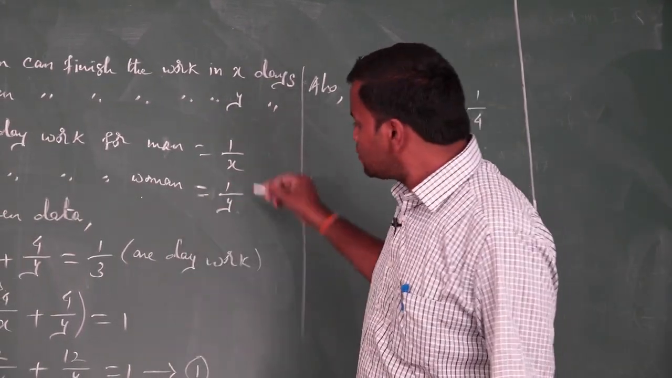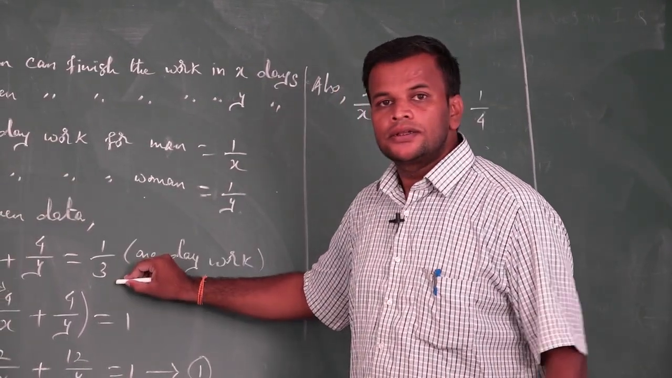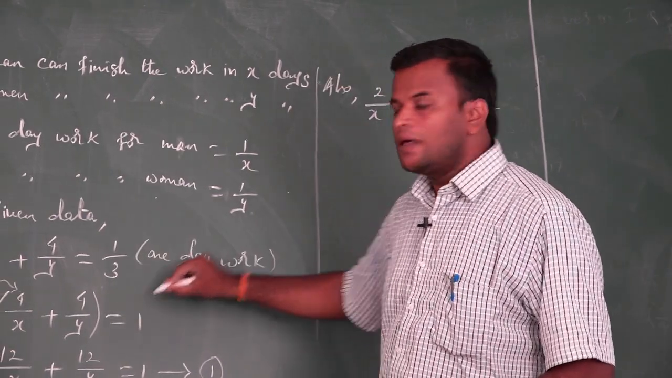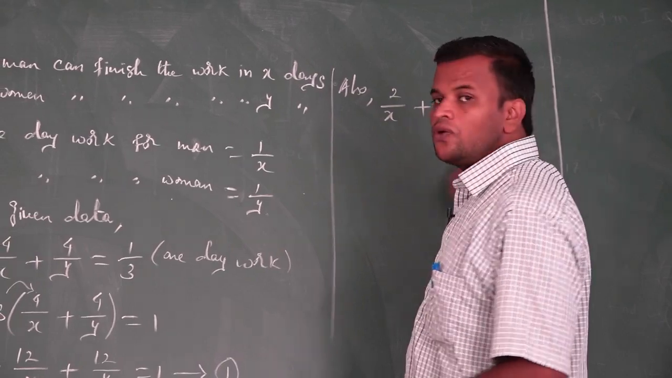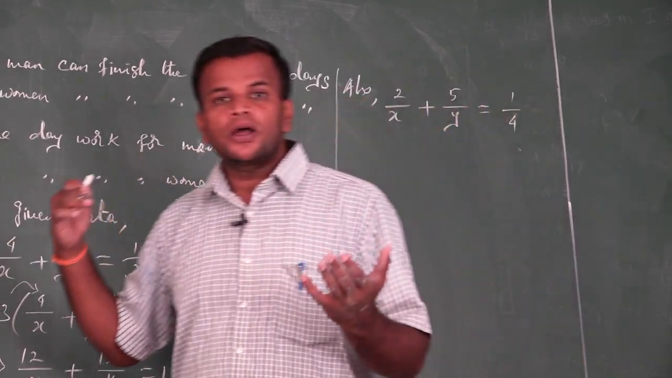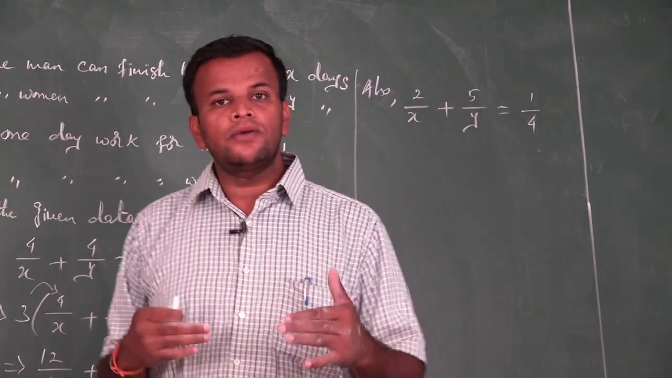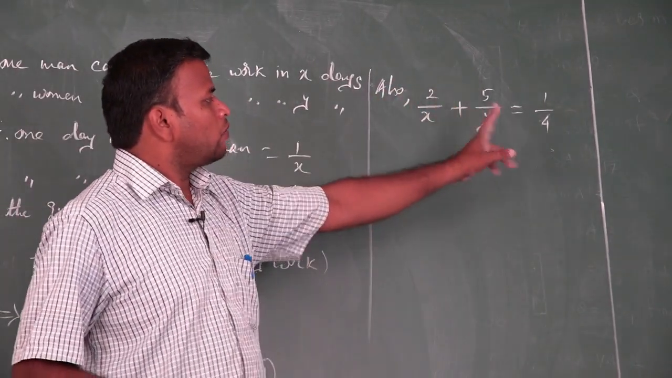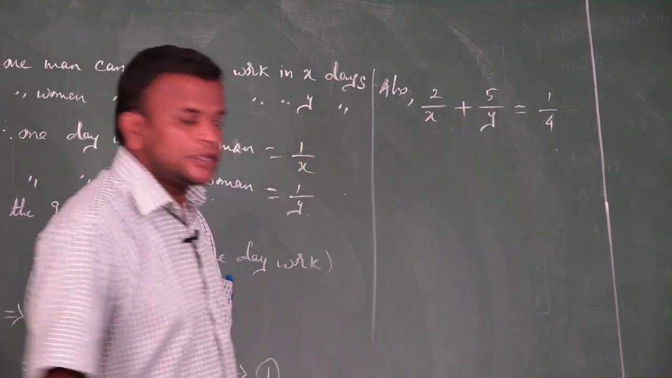Here what is the reason to write 1 by 3? To finish the work in 3 days, so 1 day work is 1 by 3. What is the reason to write 1 by 4? Can finish the work in 4 days, therefore 1 day work is 1 by 4. So 2 by x plus 5 by y is equal to 1 by 4. We do the same work.